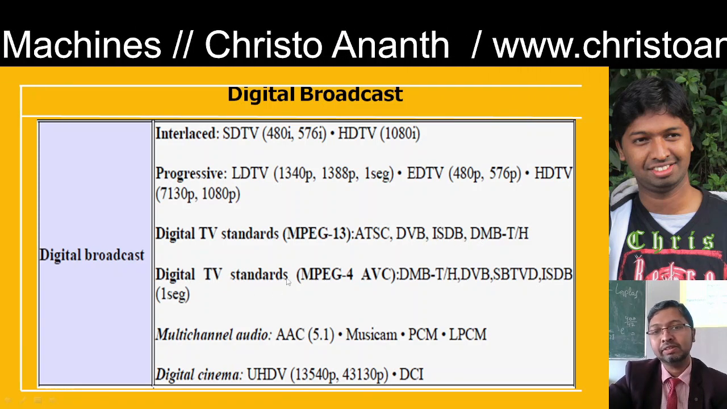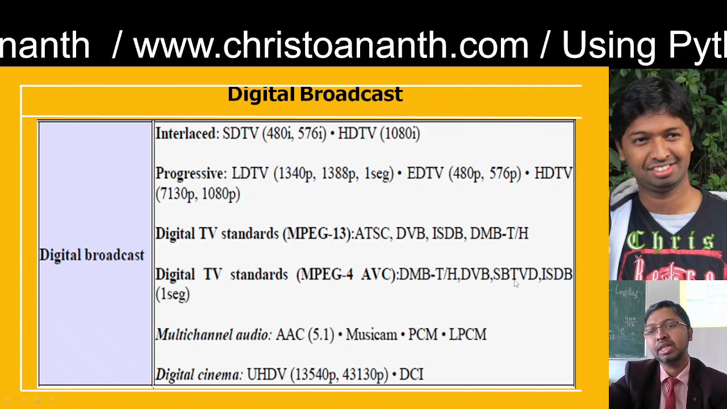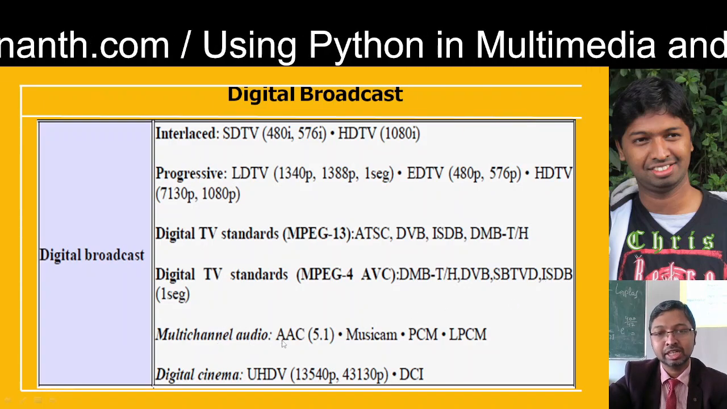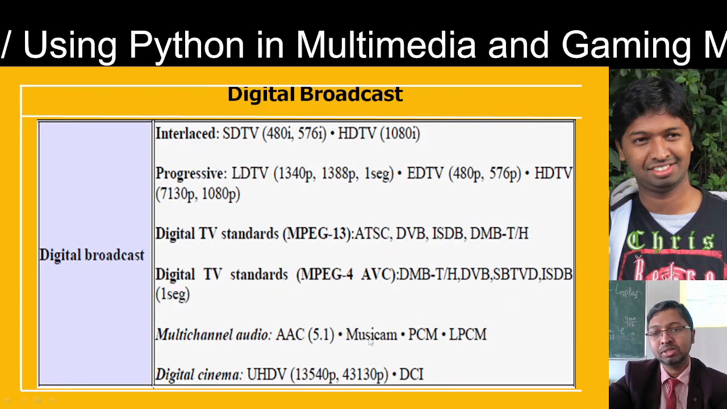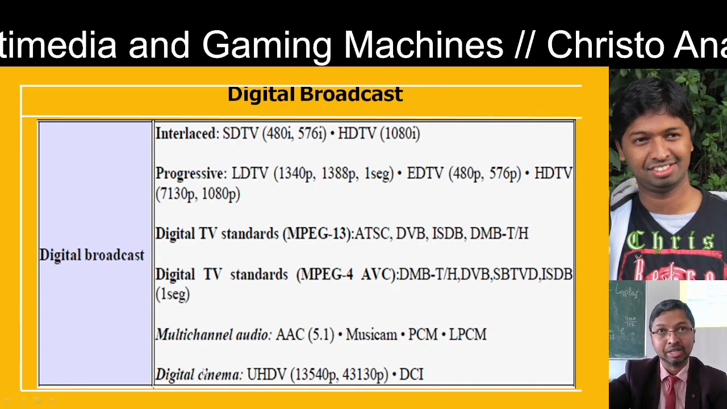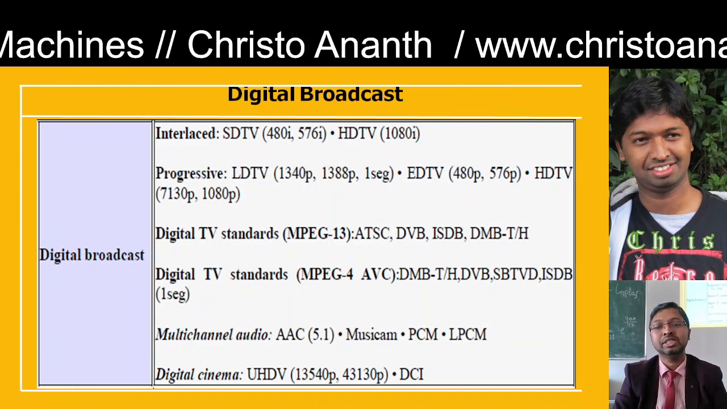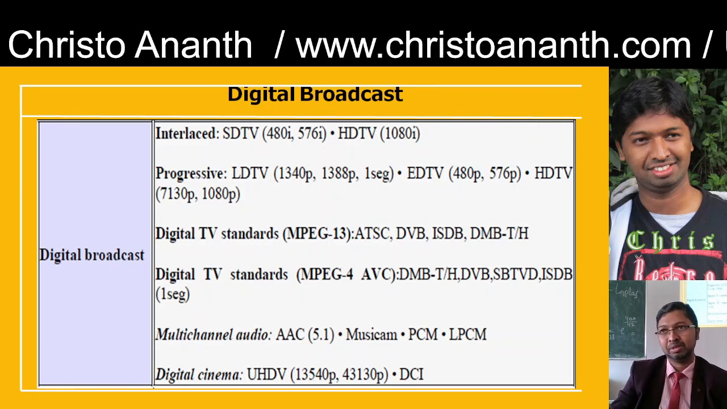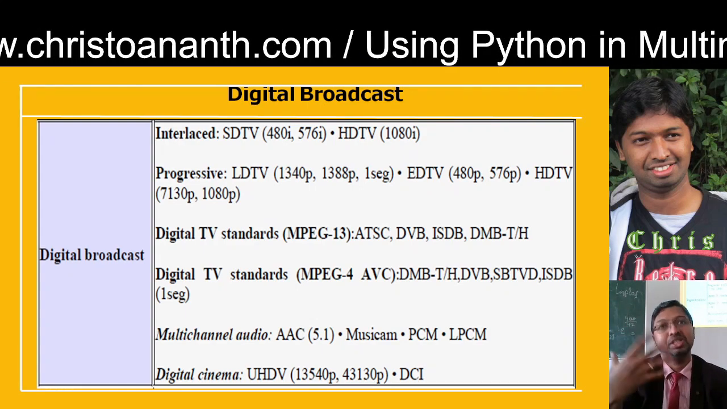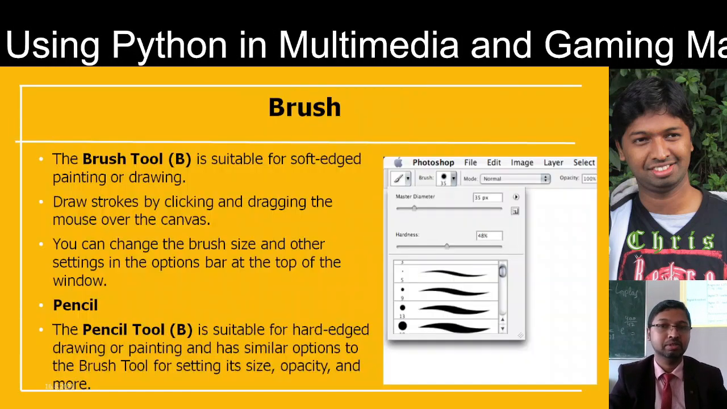Okay. Digital TV standards, MPEG-4, you have DMB-T/H, DVB, SBTVD, ISDB. Okay. And for multi-channel audio, it is AAC, Musicam, you will have PCM, LPCM. Okay. Digital cinema, whatever you see in the cinema, okay, theater, like will have UHDTV, DCI. Okay, so for example, like Netflix or maybe any digital cinema that you try to watch. Okay, so that you'll have UHDTV and DCI.